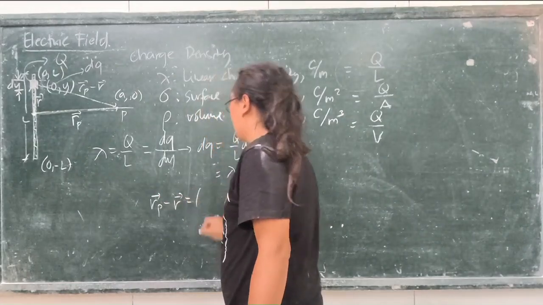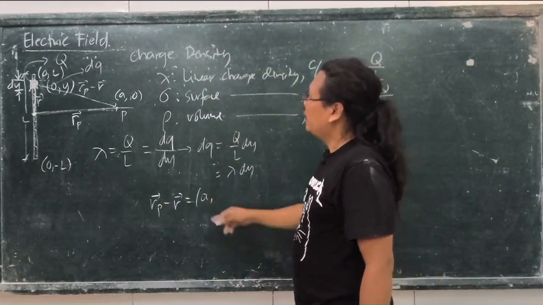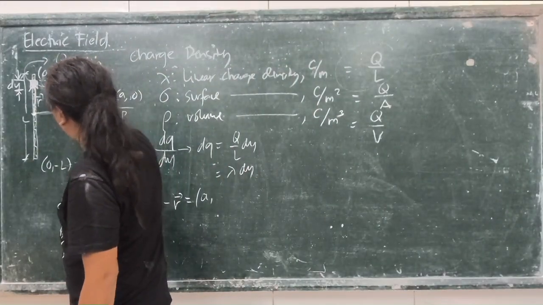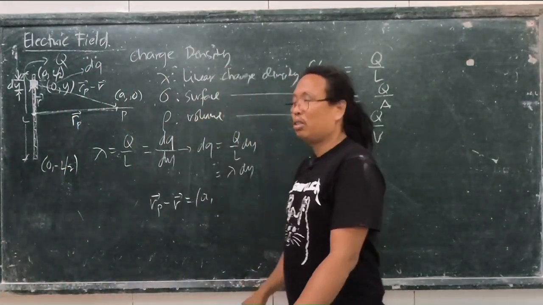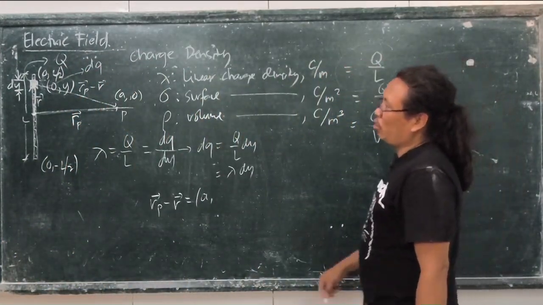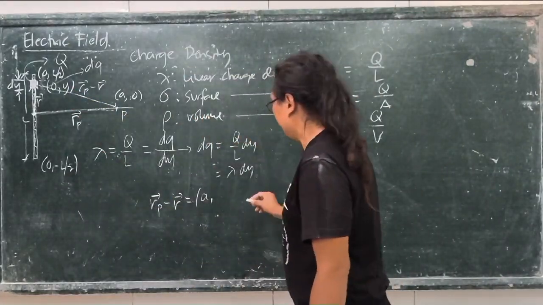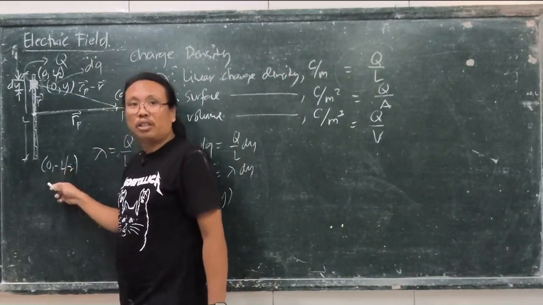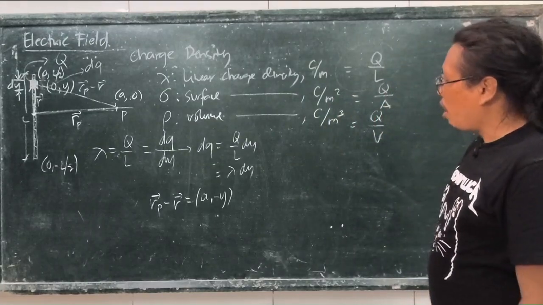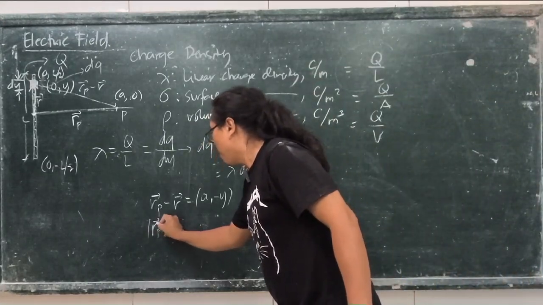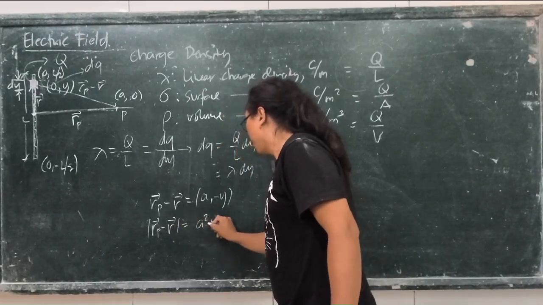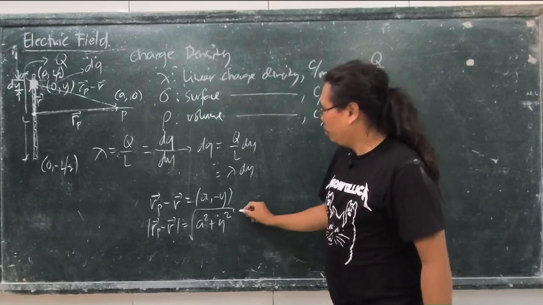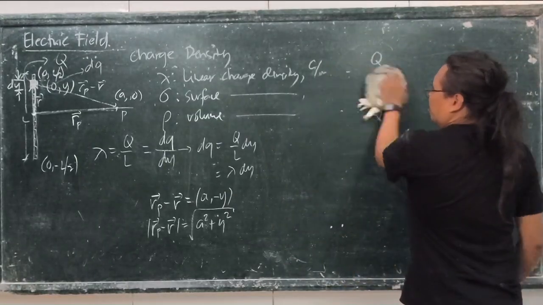Rp minus R would be what? A minus 0, that would be A. 0 minus Y, sorry, this is the y-coordinate, so that is negative Y. The limits are L over 2 and minus L over 2. So we now have this. The magnitude of Rp minus R is just equal to the square root of A squared plus Y squared.